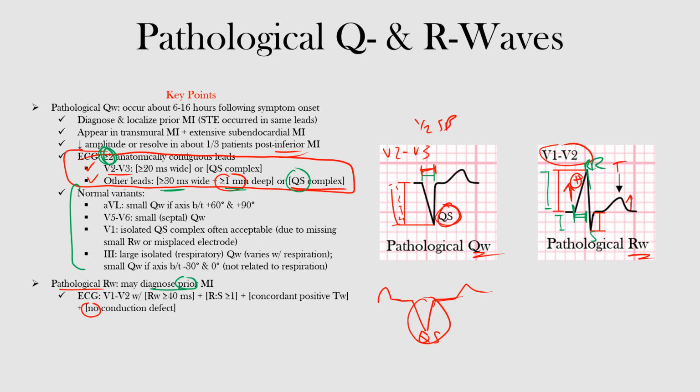Well, that's the end of this lecture. We discussed pathological Q waves and pathological R waves, including their EKG features and clinical significance. I hope you learned something.